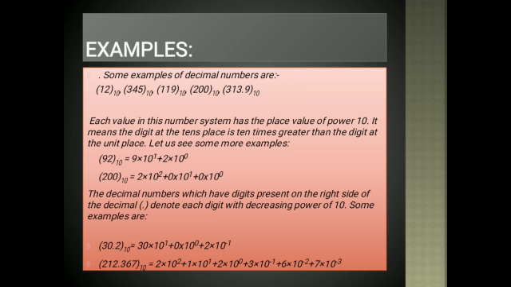This means the positions are different. In decimal numbers, the digits present on the right of the decimal point denote each digit with a decreasing power of 10. Means if we have the example 30.2 base 10, at the right side of the decimal, 2 times 10 to the power minus 1, means decreasing power of 10.